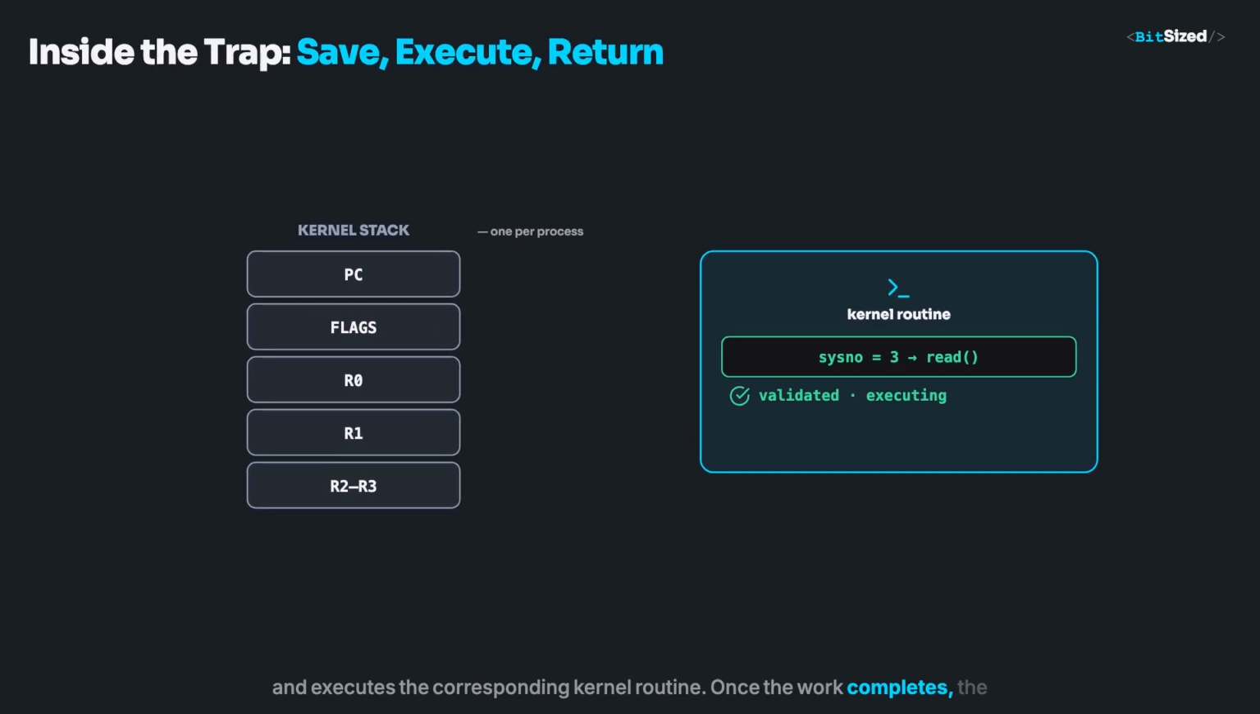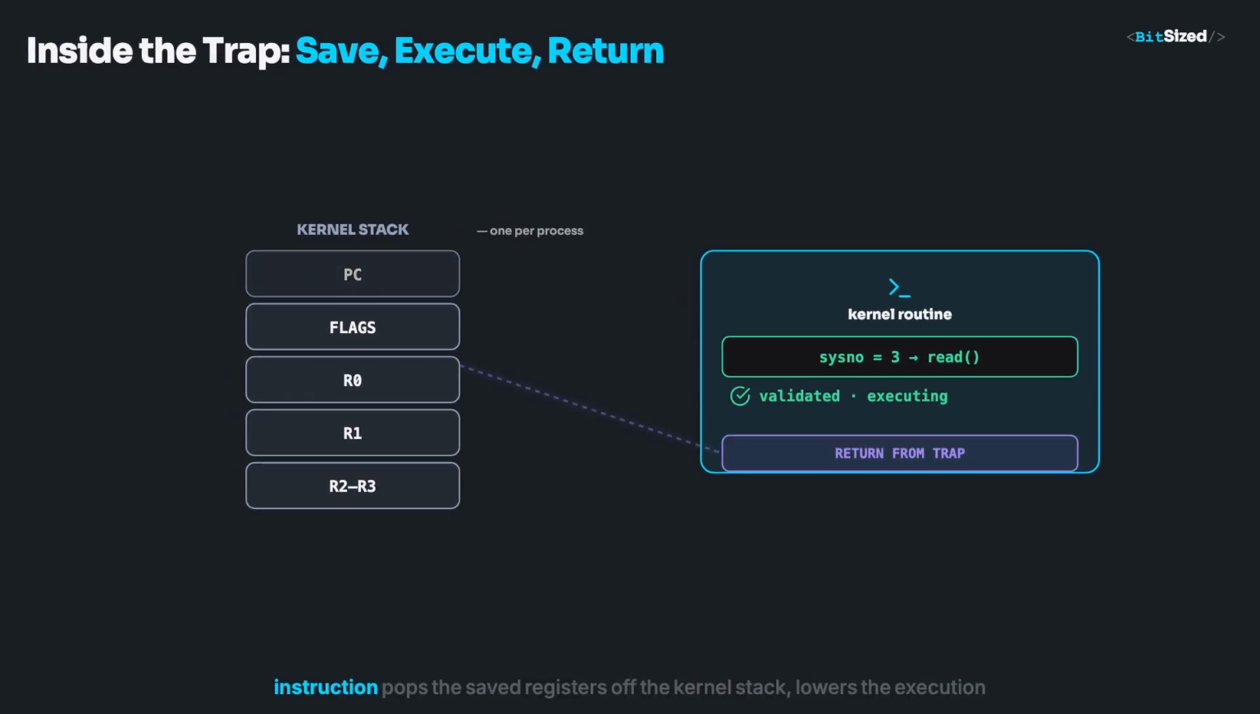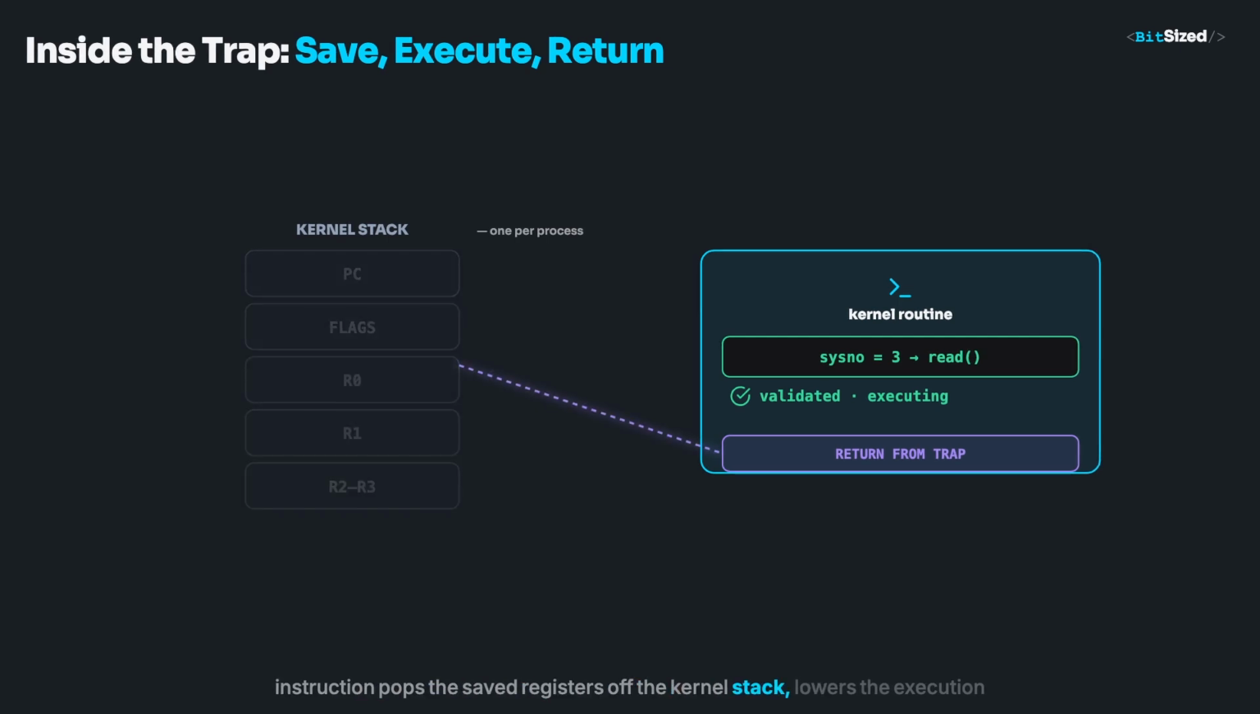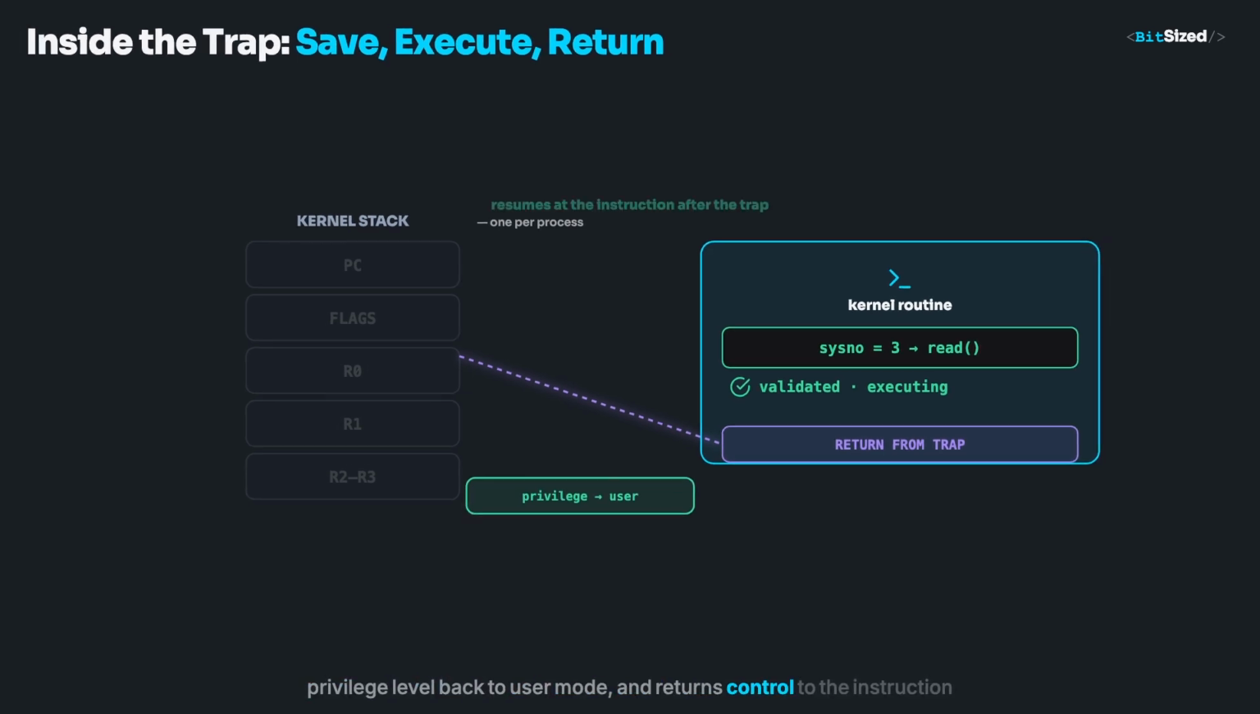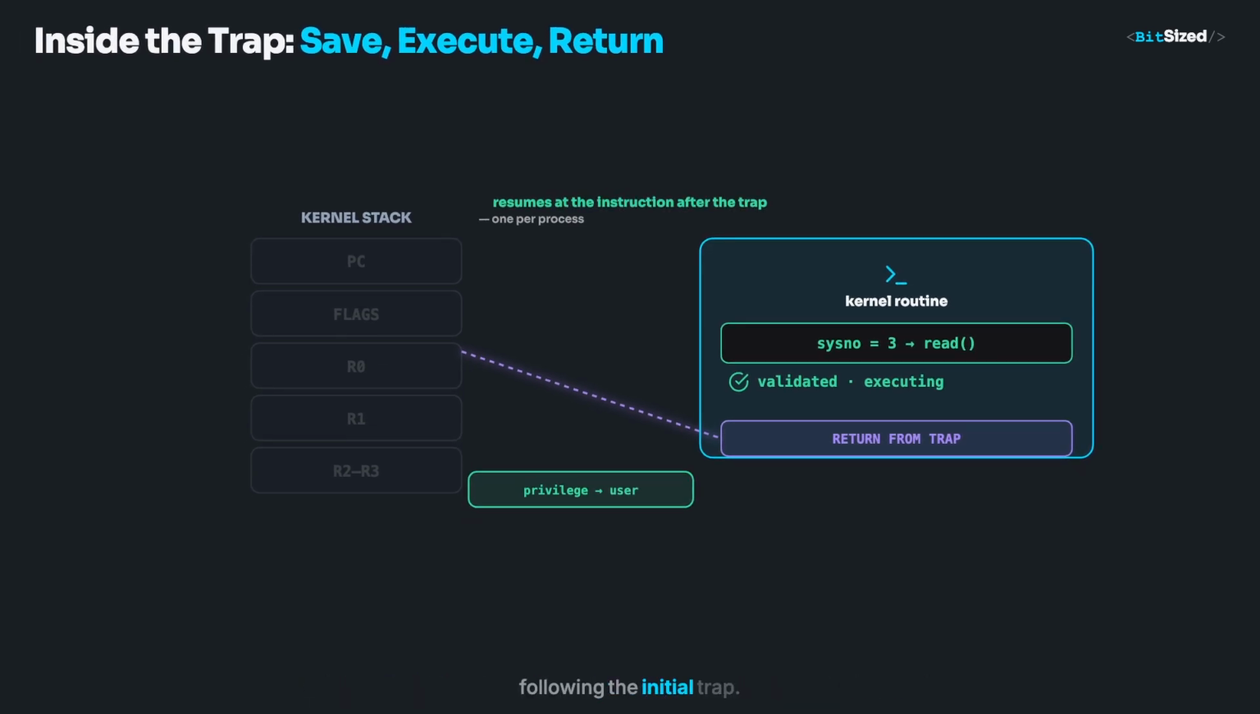Once the work completes, the operating system invokes a specialized return from trap instruction. This instruction pops the saved registers off the kernel stack, lowers the execution privilege level back to user mode, and returns control to the instruction following the initial trap.